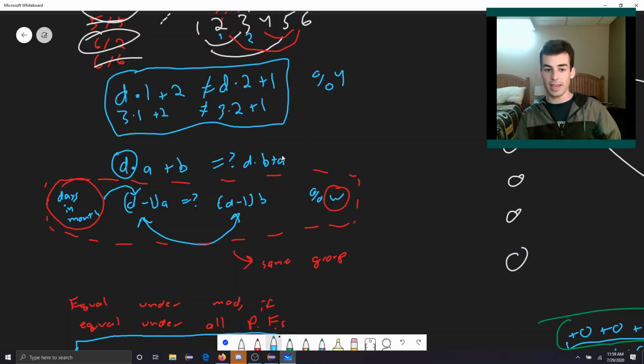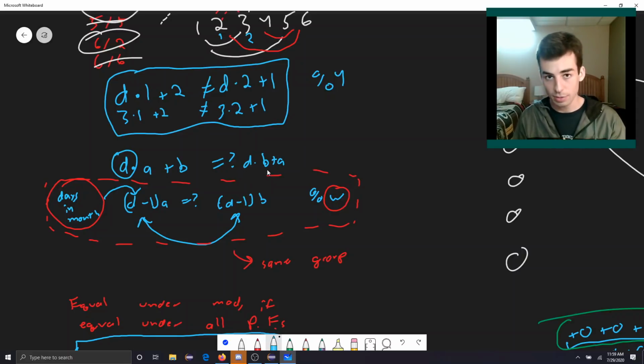If we subtract A from both sides, then we'll have D times A minus A on one side, and then on the other side, we'll have D times B minus B. And then we can factor out the A, I guess. So now we have D minus 1 times A, and then D minus 1 times B. So we want to see when are these two the same. For what pairs of A and B is D minus 1 times A the same as D minus 1 times B?